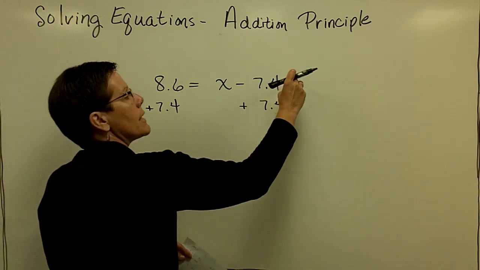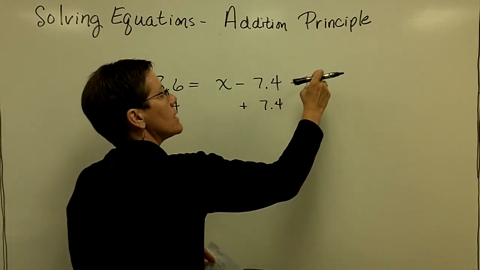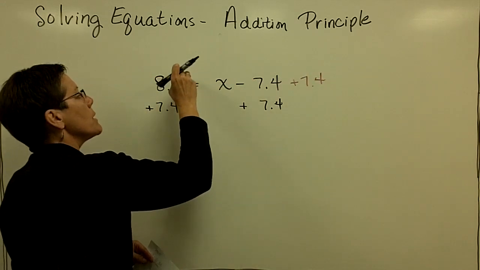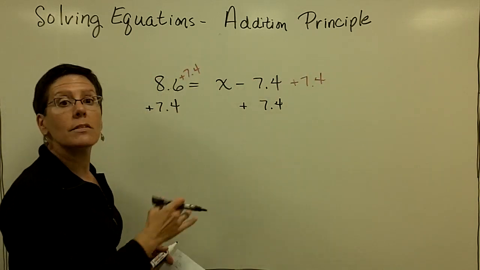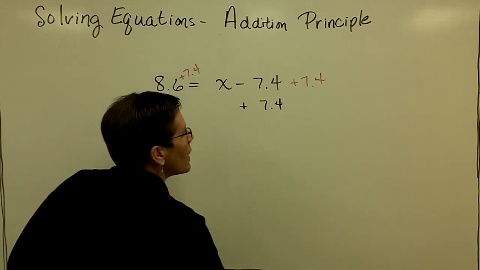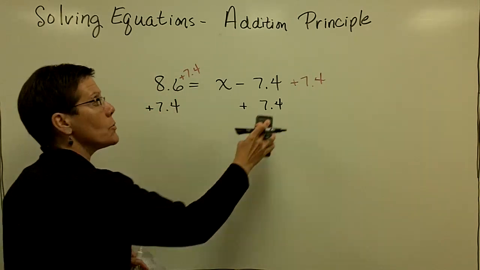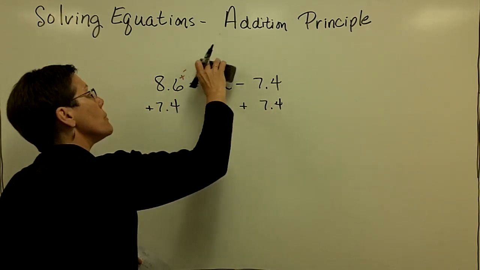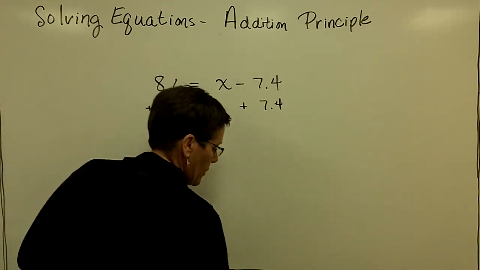So I add 7.4 here. Our author does it like this. They do it in a horizontal fashion. They add 7.4 here, and they might put it right next to the 8.6 in the next step. I'm going to tend to stay away from that and do a vertical approach. You may certainly take the approach that the author does.